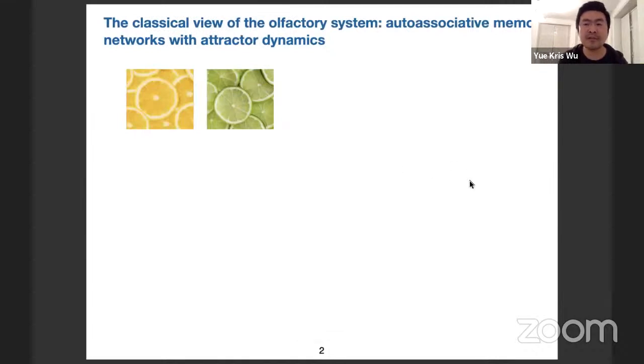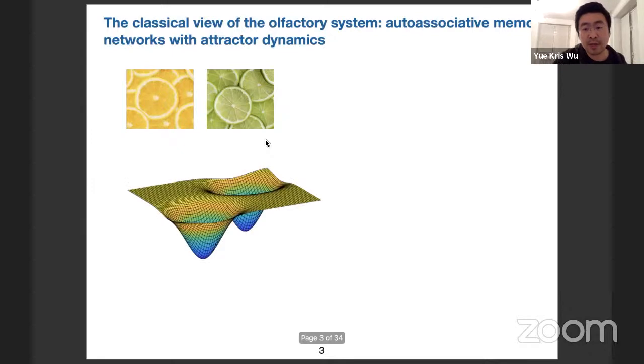The olfactory system is widely considered as auto-associative memory networks, which can generate similar representations in response to chemically distinct but functionally related odorants. For instance, lemon and lamb smell similar. Classical auto-associative models rely on strong recurrent excitatory connections accompanied by attractor dynamics.